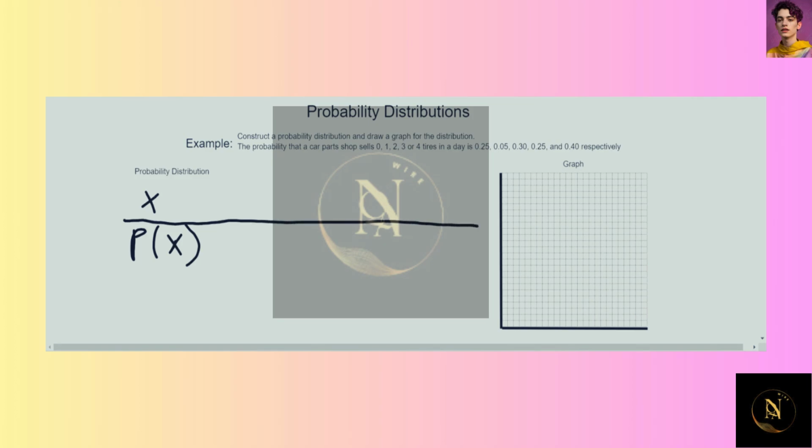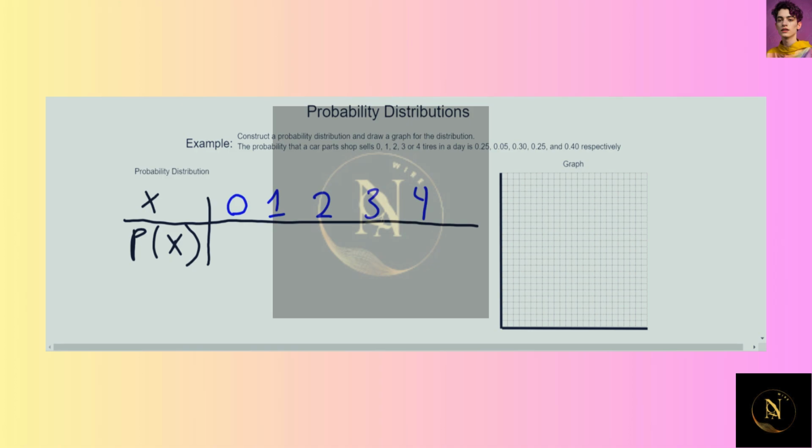Now to start with, we will be drawing our probability distribution table. And again, it's what we've done before. We will be having our independent variable represented by x and p of x representing our probability of that value for our independent variable. And our values for x today are 0, 1, 2, 3, or 4.